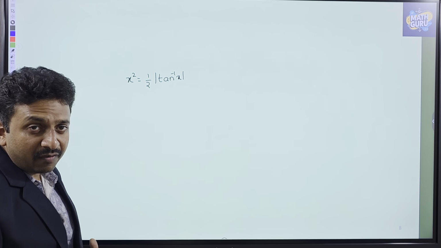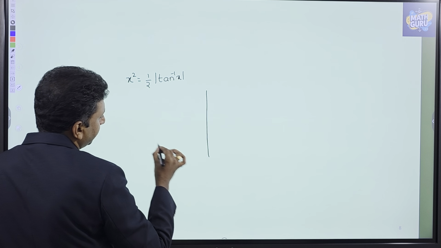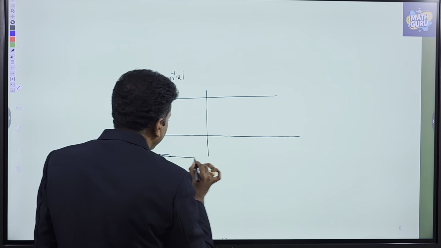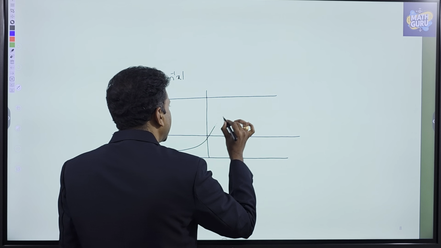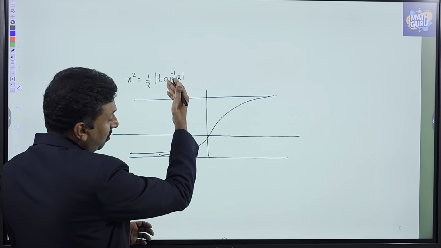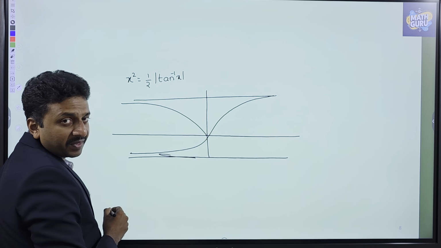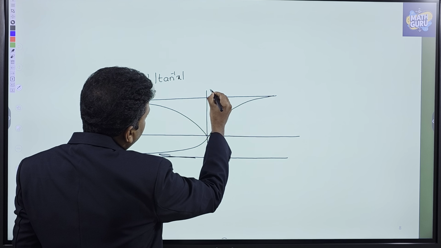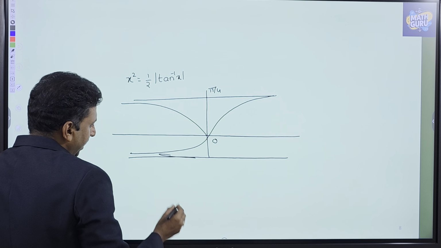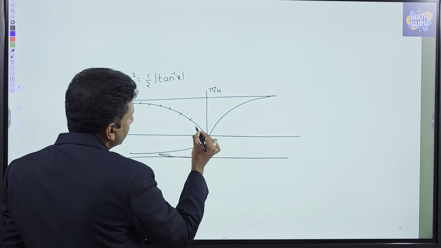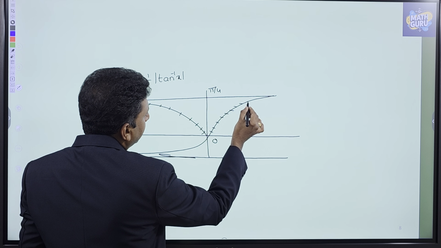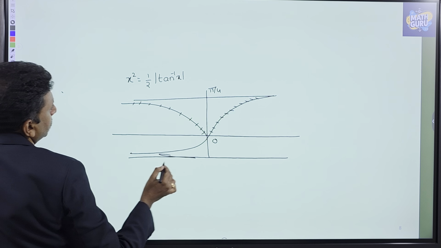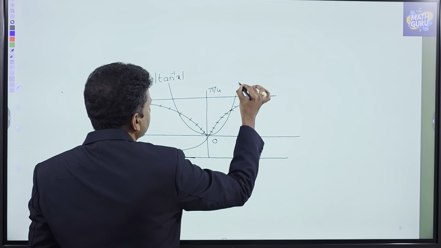So I'll try to solve it graphically. I'll draw the graph of half mod tan inverse x. You know the graph of tan inverse x, which looks like this. So the mod tan inverse x graph looks like this, and you are multiplying with half. So the range which is 0 to pi by 2 is going to become 0 to pi by 4. So the graph will be this part and this part. Now you have to draw y is equal to x square, which looks like this.